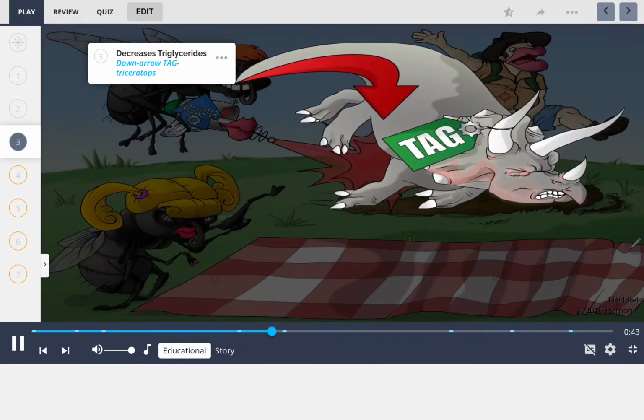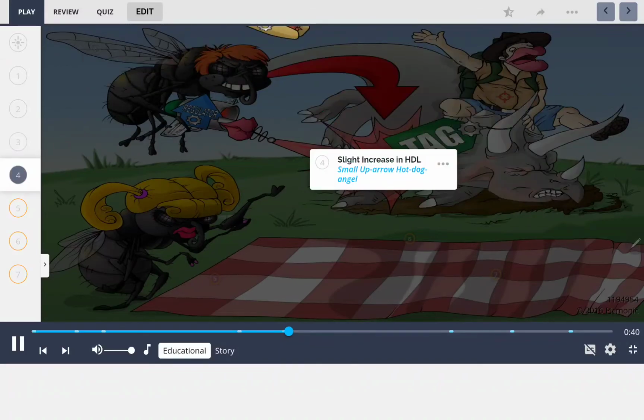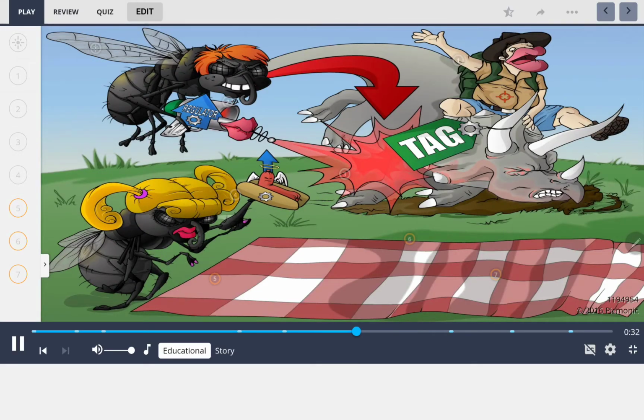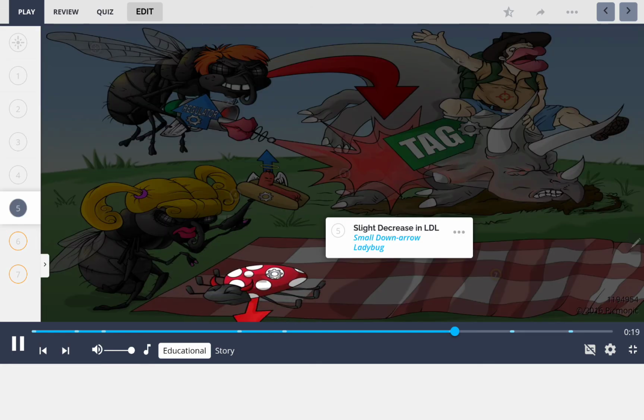tag triceratops. Fibrates are also mildly effective in causing a slight increase in HDL, illustrated by the small up arrow hot dog angel, due to stimulation of reverse cholesterol transport. Fibrate treatment forms LDL with a higher affinity for its receptor, leading to more rapid catabolism. Thus, these drugs lead to a slight decrease in LDL, depicted by the small down arrow ladybug.